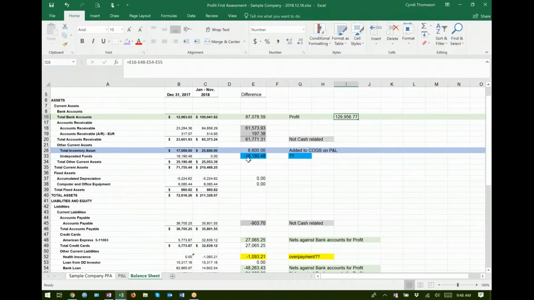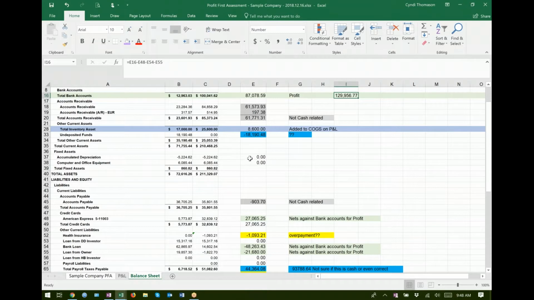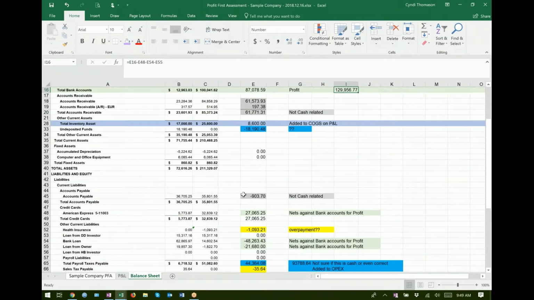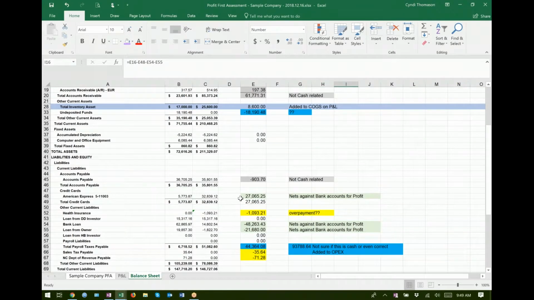We go down, the next few items have to do with depreciation and office equipment. You would never include depreciation in your profit assessment because it's not cash related. The computer equipment, there was no change. If this person had bought computer equipment, it would go into the OPEX bucket. Accounts payable, again, are not cash related, so we don't include that in our assessment. We've already gotten the American Express, and we've gotten the bank loans and the loans from the owner recorded already.